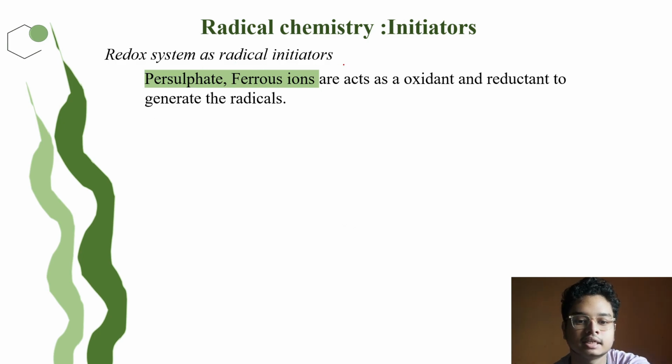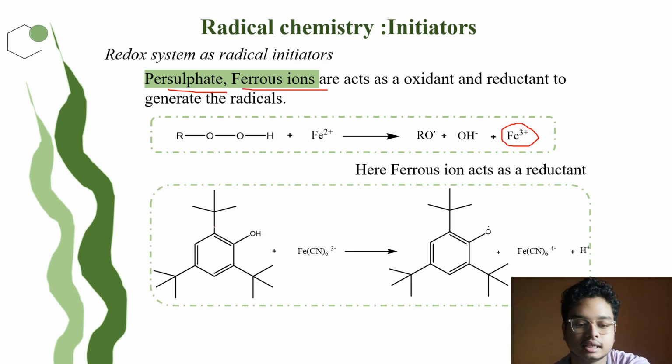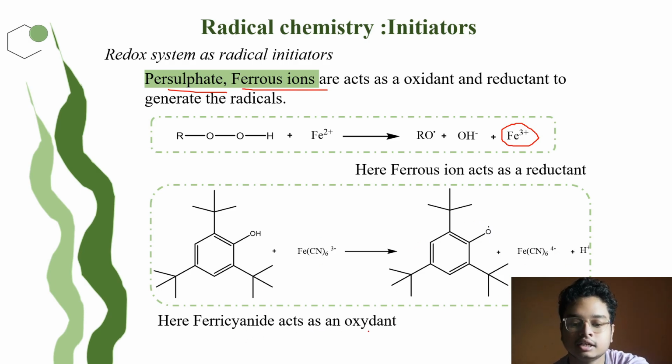The redox system as a radical initiator: persulfate and ferrous ions act as an oxidant and reductant to generate the radical. In this reaction, a peroxide reacts with the ferrous ion to generate the radical and a ferric ion. So here the ferrous ion acts as a reductant. Now in the second example, this group reacts with ferricyanide to generate ferrocyanide and the radical, and here ferricyanide acts as an oxidant.